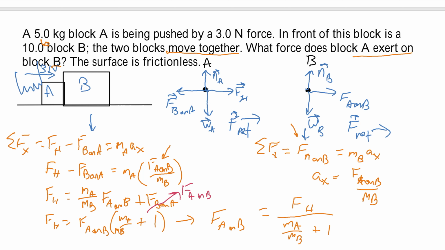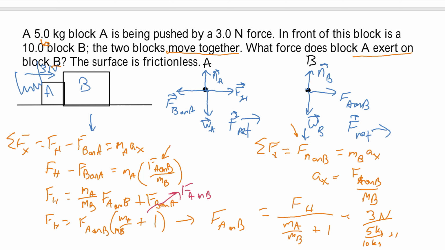And the nice thing is, those are all numbers. I did all of that without knowing what the force of the hand was, or the mass of A, or the mass of B. And now I can go back up and find out what those things are. So the force of the hand was 3 newtons divided by the mass of A, which was 5 kilograms, divided by the mass of B, which was 10 kilograms, and then plus 1, all in the denominator.